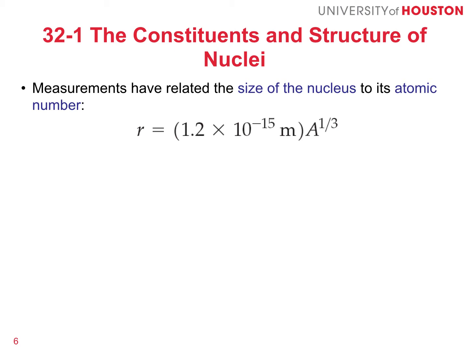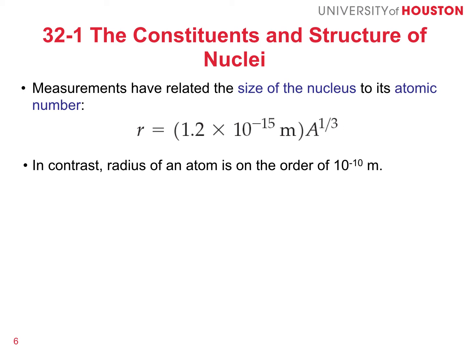Now, the typical radius of the nucleus is on the order of 10 to the minus 15 meters, and if we compare that to an atom, which has a radius of 10 to the minus 10 meters, and this radius of the atom is dictated by the size of the orbit of the electron, since 99% of the mass of the atom exists within the nucleus, this shows that the density of the nucleus must be extremely high.